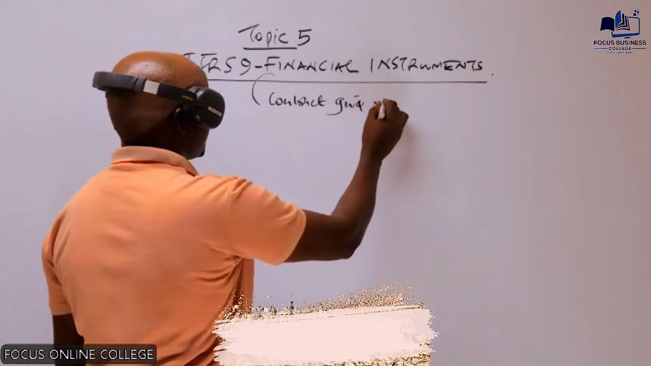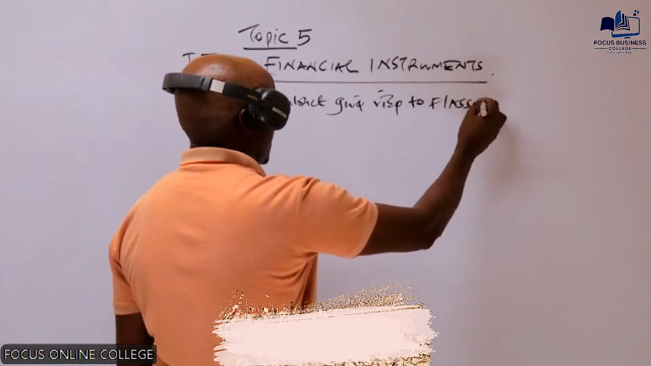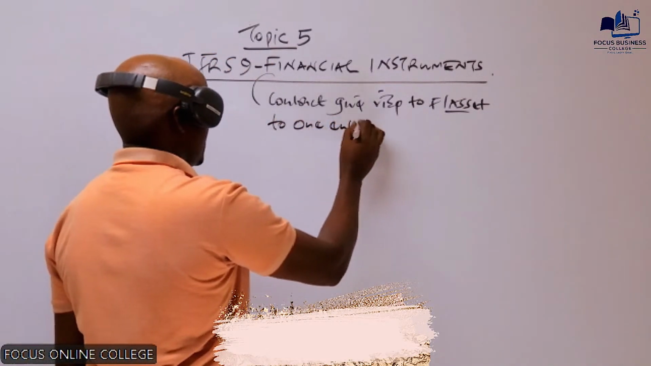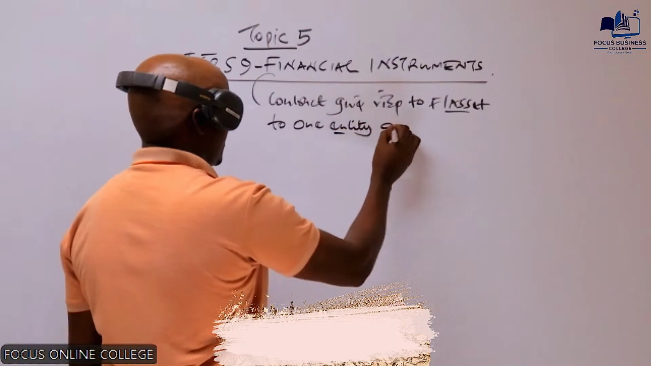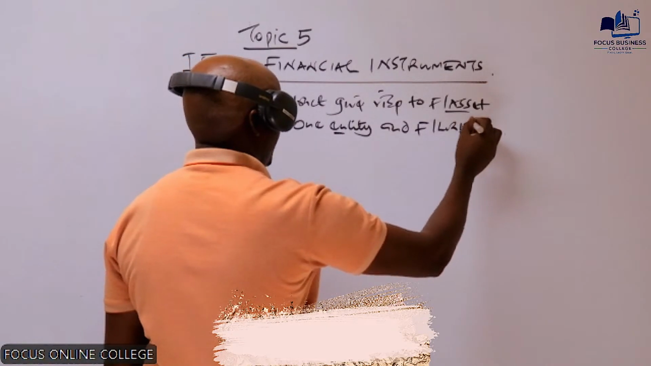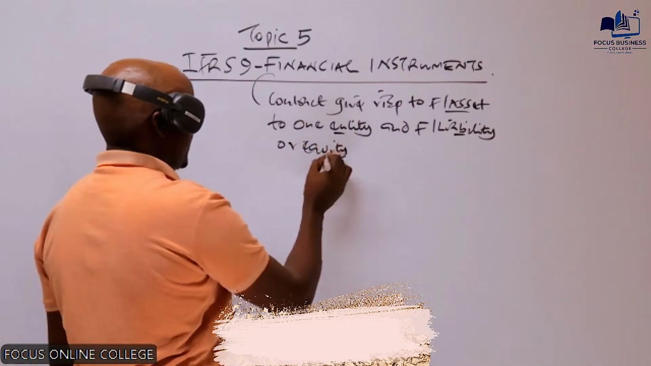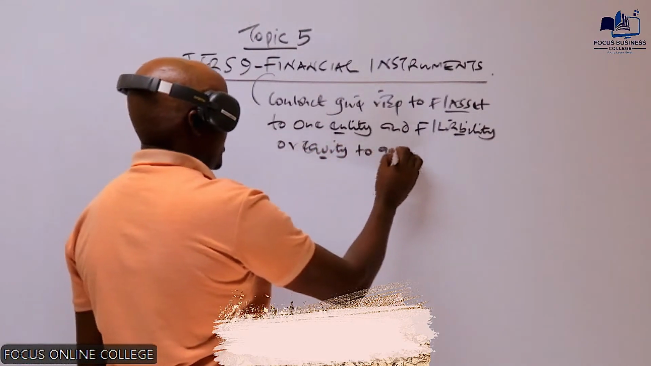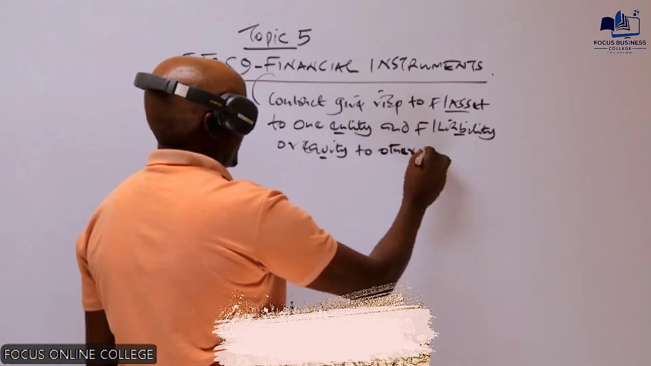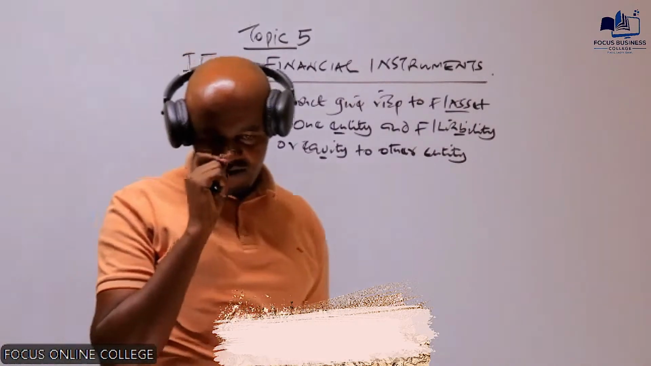So therefore, a financial instrument is a contract which gives rise to a financial asset to one entity, and a financial liability or equity to another entity, or the other entity. That is the definition of a financial instrument.